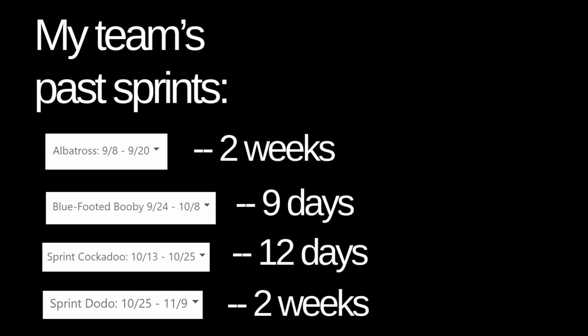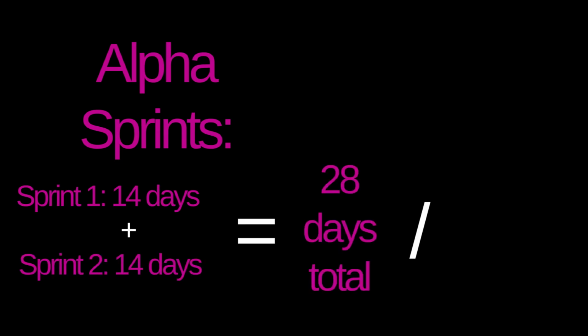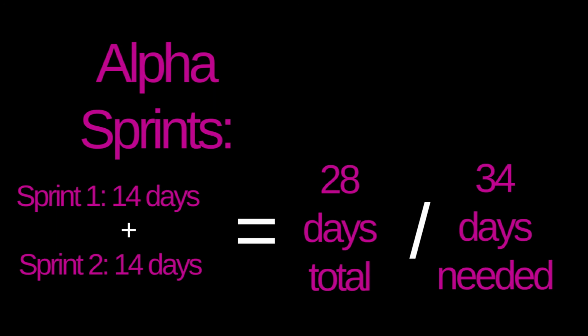I usually try and structure sprints to be as close to 2 weeks as possible. Unfortunately, when planning the alpha, I realized that this wouldn't be possible for each sprint as that wouldn't fit the number of days I had in the alpha milestone.